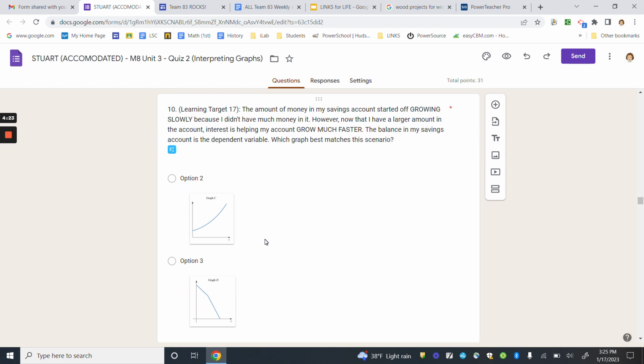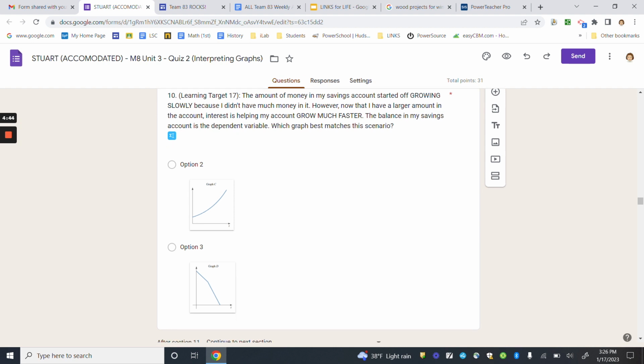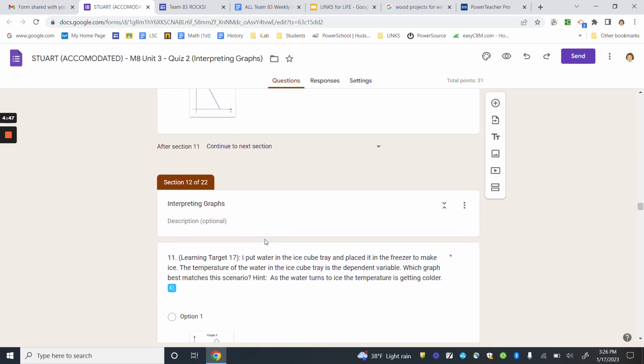Number 10, the amount of money in my savings account started off growing slowly because I didn't have much money in it. However, now that I have a larger amount in the account, interest is helping my account grow much faster. The balance in my savings account is the dependent variable, or the y. Which graph best matches this scenario? Option 2 or option 3?